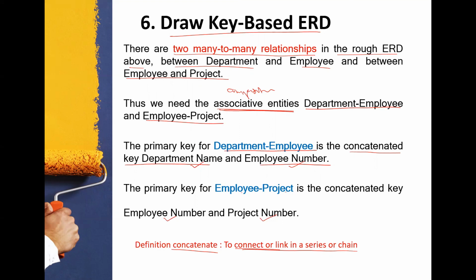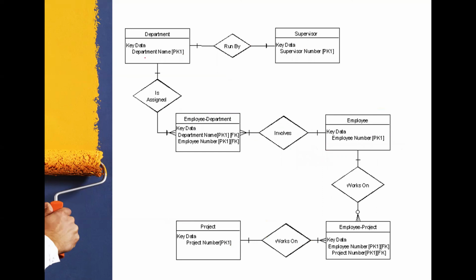Okay, composite primary key. So dia akan jadi macam ni lah. Kalau dekat department dia hanya ni je key data dia. So kita tulis key data. So department name sebagai PK1. So ini relationship dia. So supervisor kita kena isilah key dia. Kita kena isi key dia. Next, supervisor kita tahu key dia adalah supervisor number sebagai primary key.